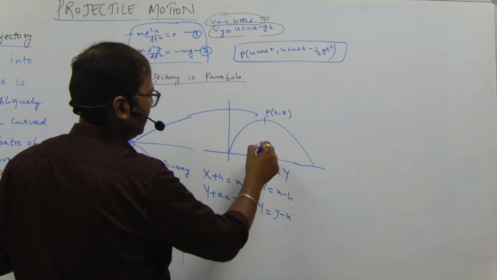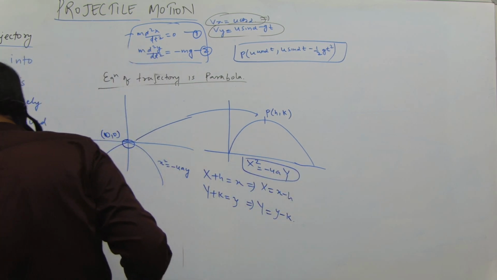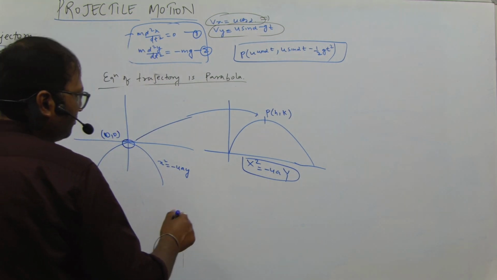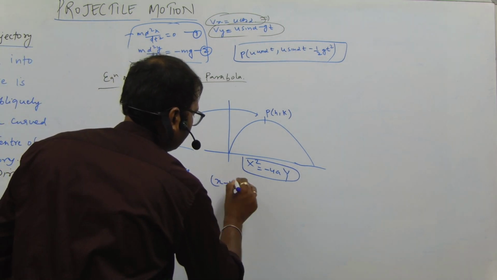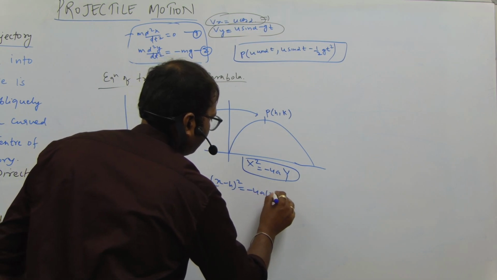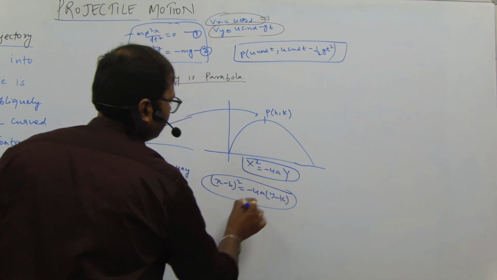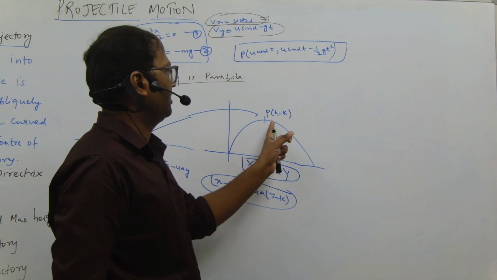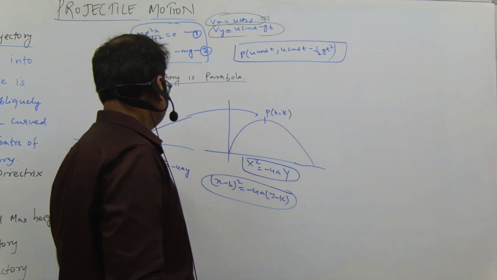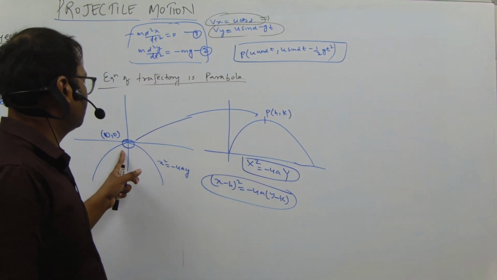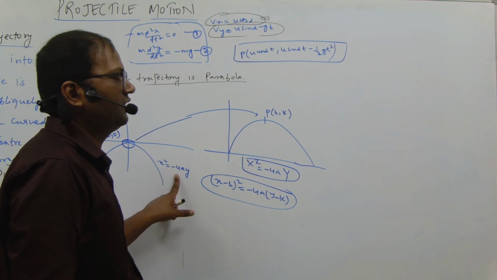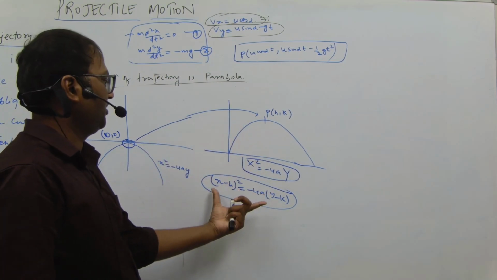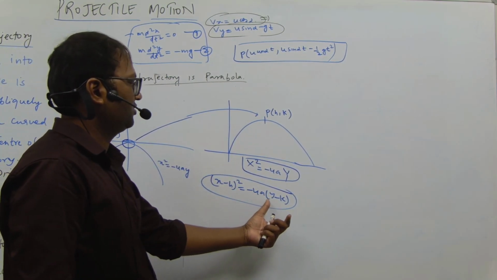So this equation will become (x − h)² = −4a(y − k). This is the equation of the parabola if we consider (h, k) as the vertex instead of the origin. If we take the origin as the vertex, we have x² = −4ay. Now we have shifted the origin to the point P(h, k), so the equation of the parabola is (x − h)² = −4a(y − k).